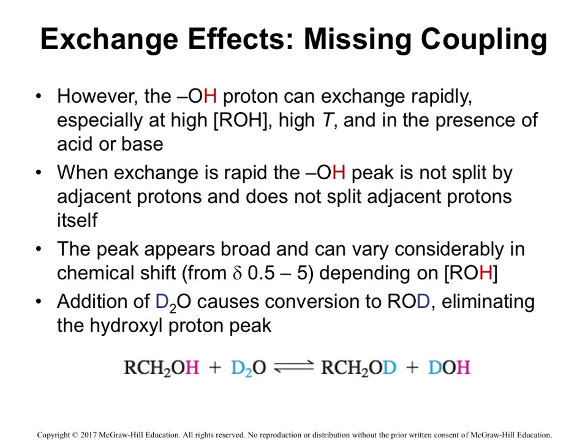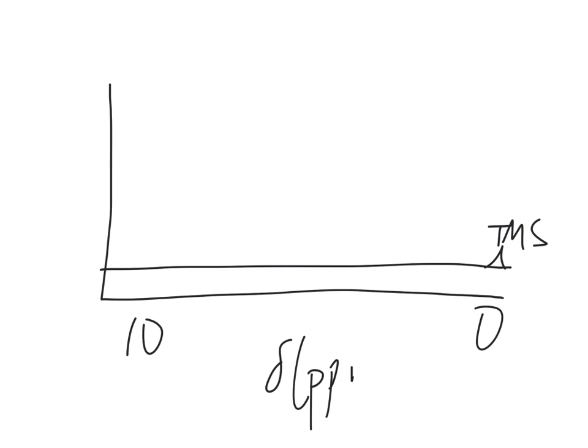So let's say, for example, that we had a proton NMR that looked like this. Of course, we have a TMS signal for a 0. It goes to 10, roughly.